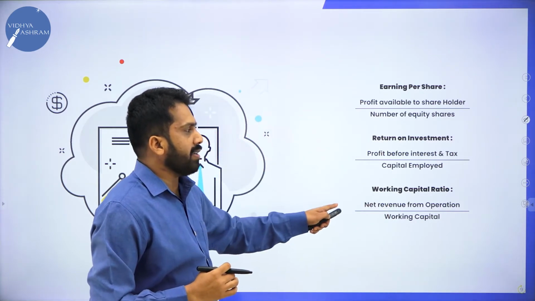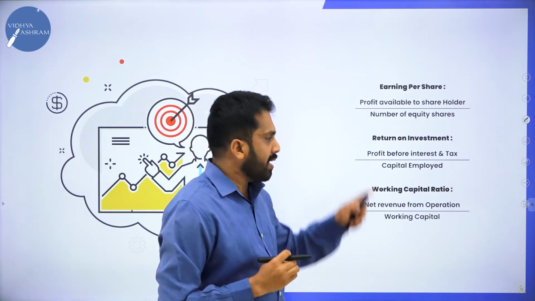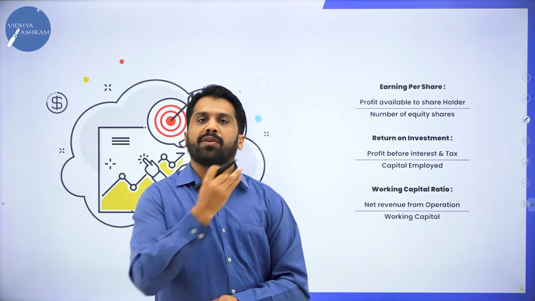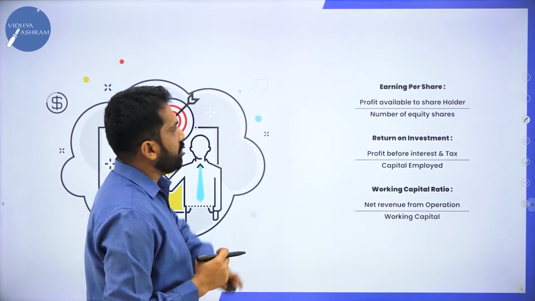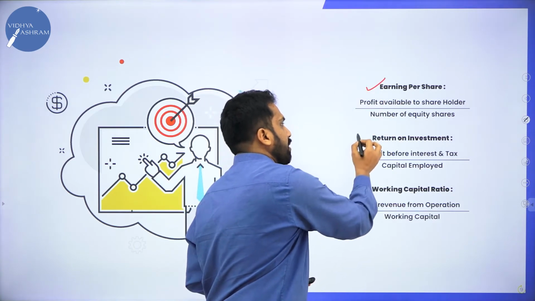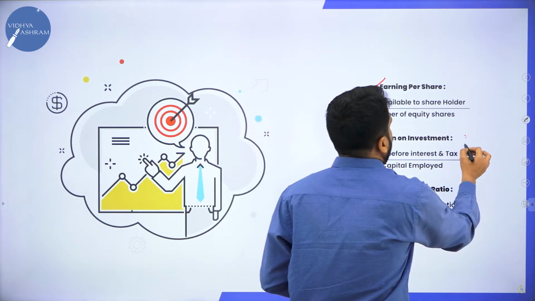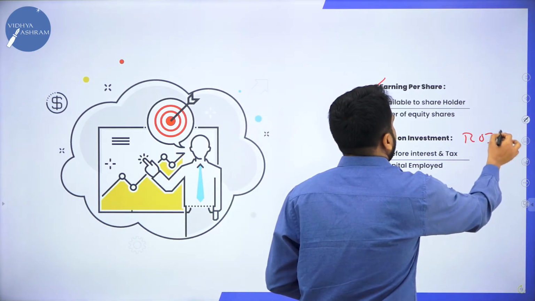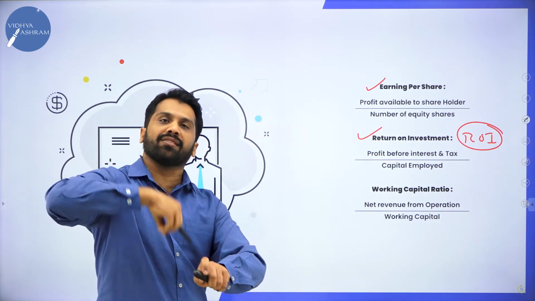These are the remaining less important topics, but to be on the safer side we will do a problem on each ratio. The remaining ratios are: earning per share, and return on investment, which we also call ROI. Whatever you invested, how much is your return?